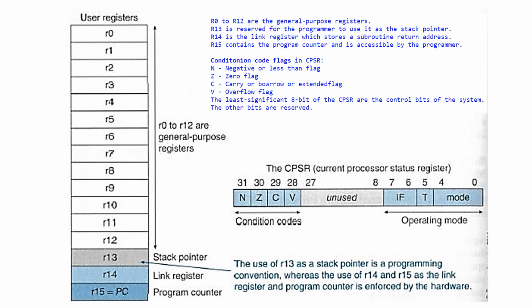Then the condition code flags in CPSR: N for negative, Z for zero, C for carry, V for overflow. The least significant 8 bits of the CPSR are the control bits of the system. The other bits are reserved, as we saw earlier. The same diagram is given here again. The use of R13 as stack pointer is a programming convention, whereas the use of R14 and R15 as the link register and program counter is enforced by the hardware. So R13 depends upon the program.